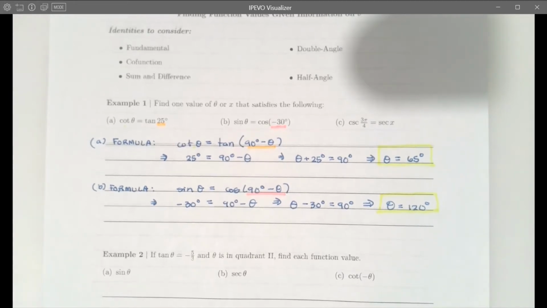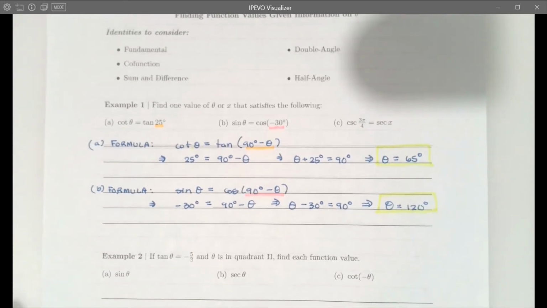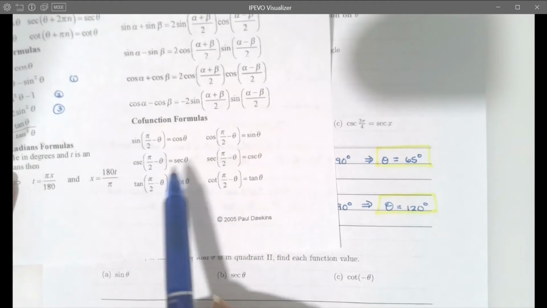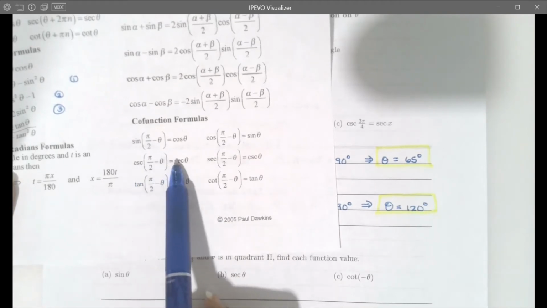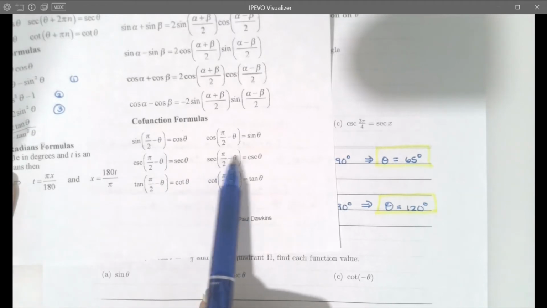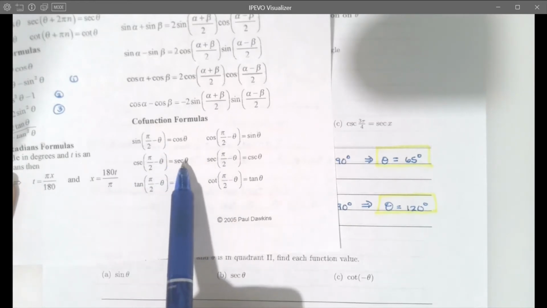Okay, and one more, part C. Part C, we have cosecant of 3 pi over 4 is equal to secant of x. So we're going to compare against the cofunction formulas. Here we have one that relates cosecant and secant, and then we also have one that relates secant, cosecant of theta. So the one that we want to work with is this first one, or I guess the second one in the first column, because that's the one that has secant of an angle by itself.